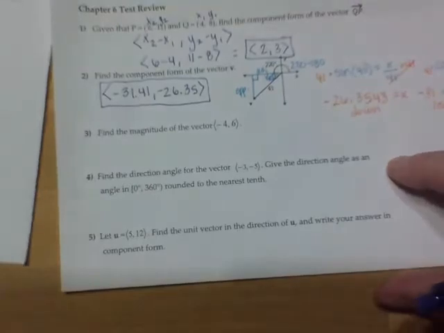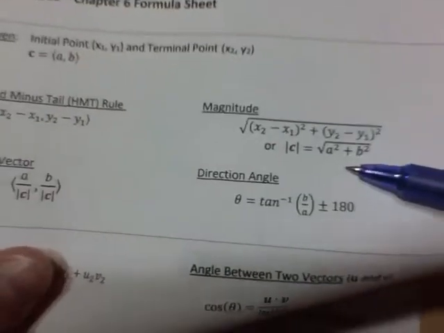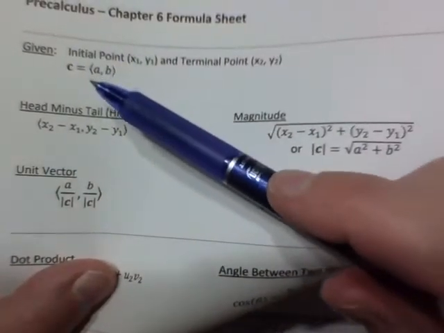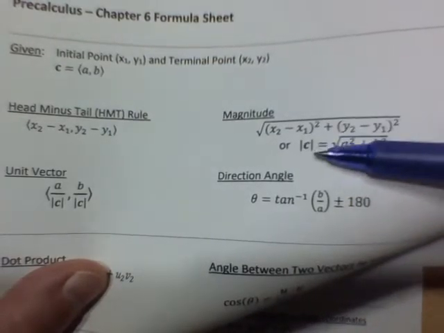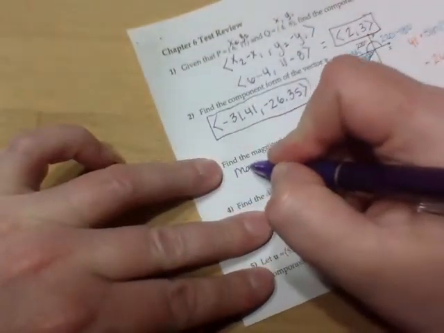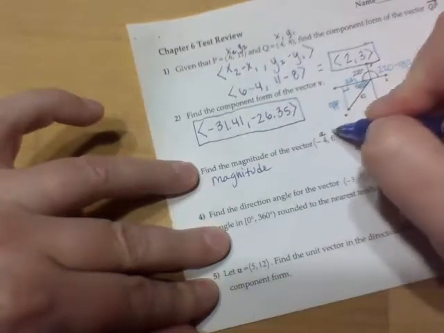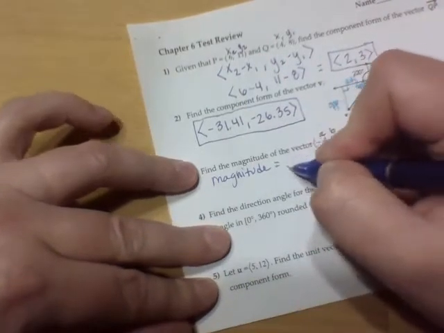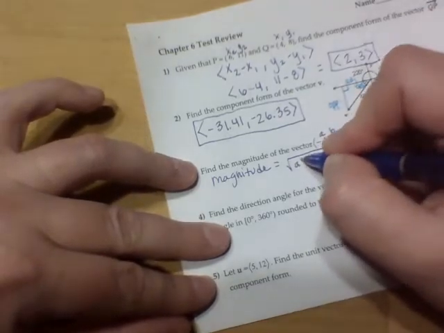When they give you the component form, if we want to find the magnitude, we can take A and B, which are the component form of a vector, and we can square A and square B, and that's going to give us our magnitude. So this is our A, this is our B, and it's equal to the square root of A squared plus B squared.